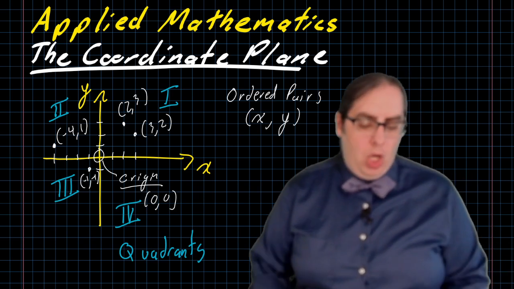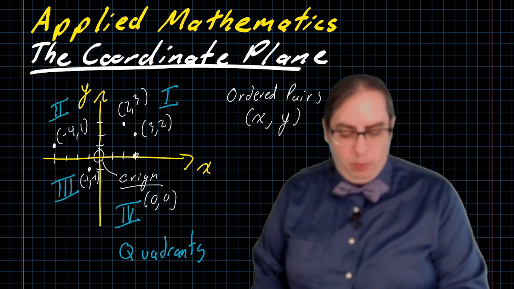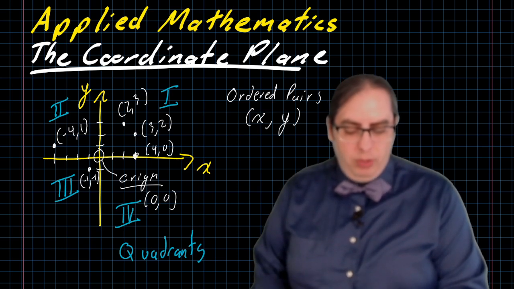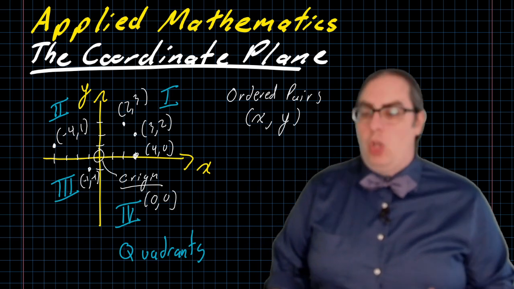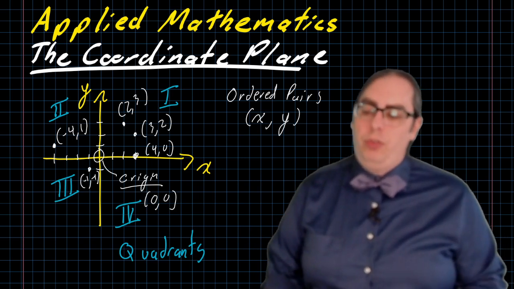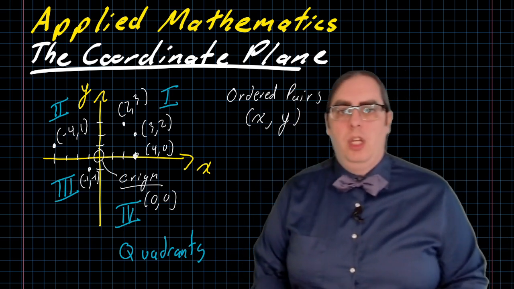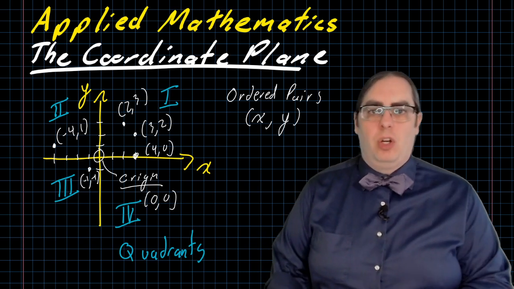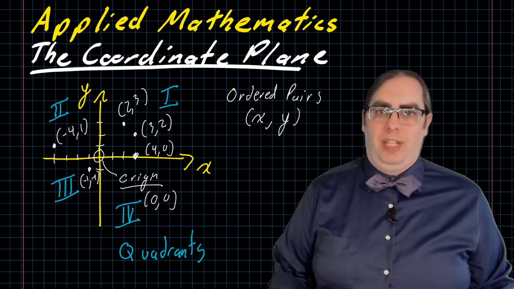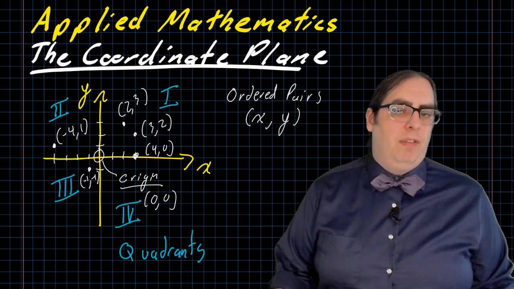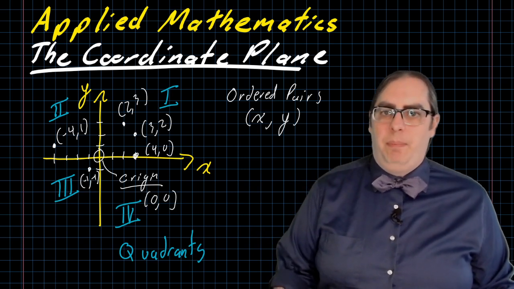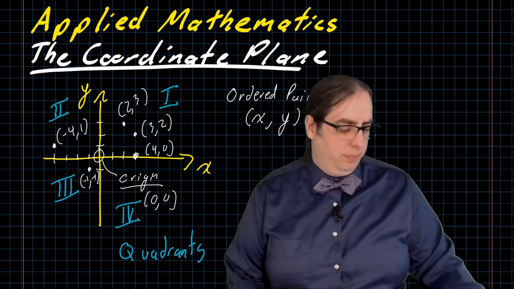Points that are on the axes, like the point here, (4, 0). (4, 0) is not in the first quadrant. It is also not in the fourth quadrant. Points that are on the axes are not in any quadrant. They're the special cases. That's the reason that very often those things become important in their own right.